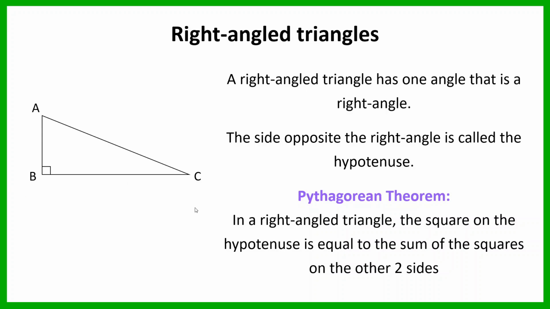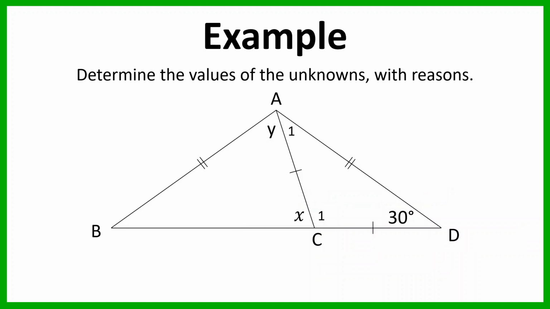Okay, so now that we've gone through all the properties of triangles, let's go on to an example where we're going to be solving a problem using these properties. In this example, you've got triangle ABC and triangle ACD coming together to form triangle ABD. You've been told that AB is equal to AD and AC is equal to CD, and angle D is 30 degrees. And we need to work out the sizes of X and Y. Okay, so let's have a look at how we would do this example.